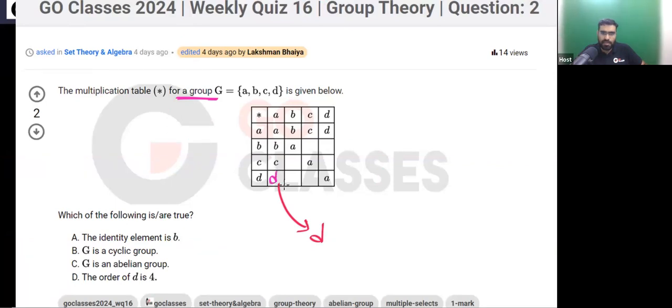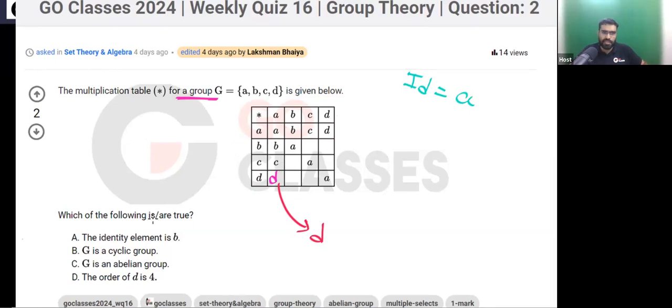If this is D, then now you can find the identity element. So tell me, what is the identity element? That is A, because you can see the row of A is same as the header, and the column of A is same as the header, vertical header.